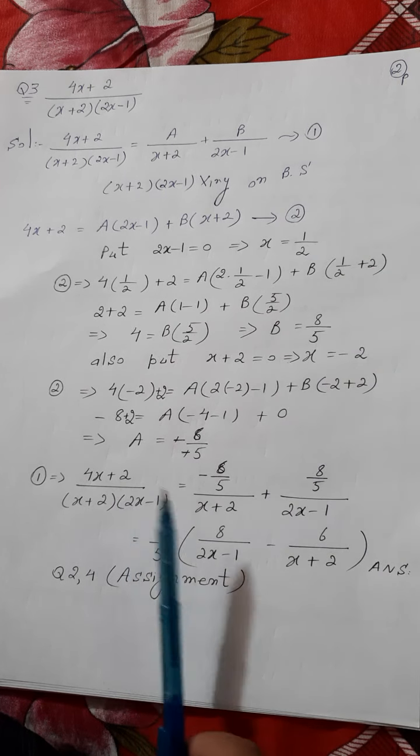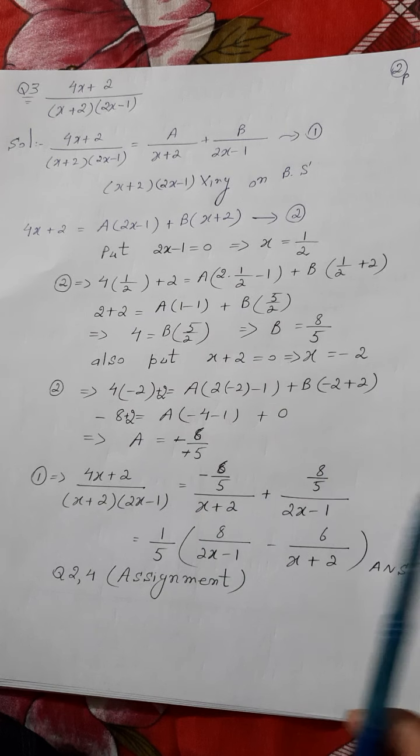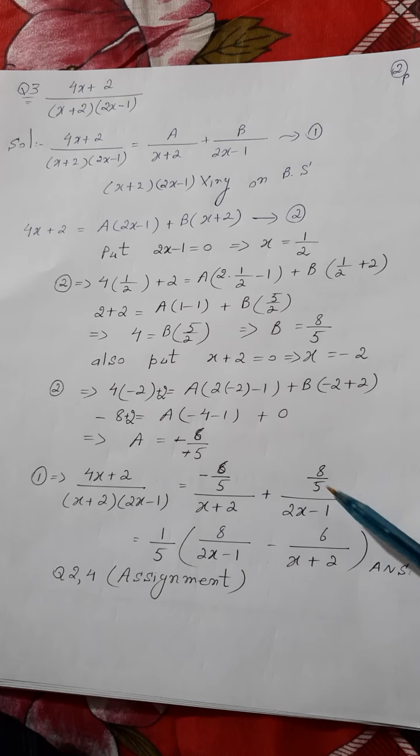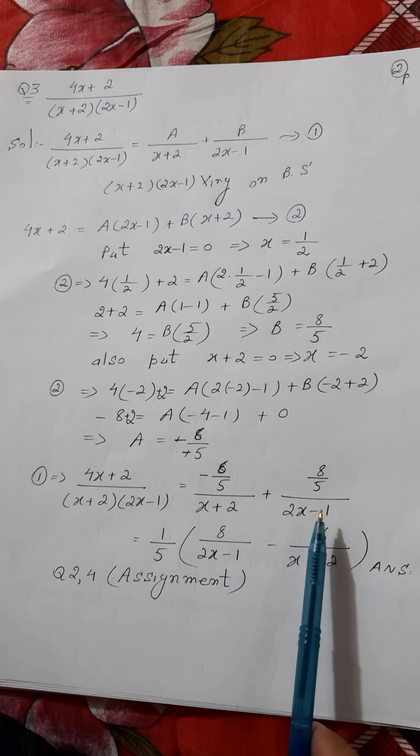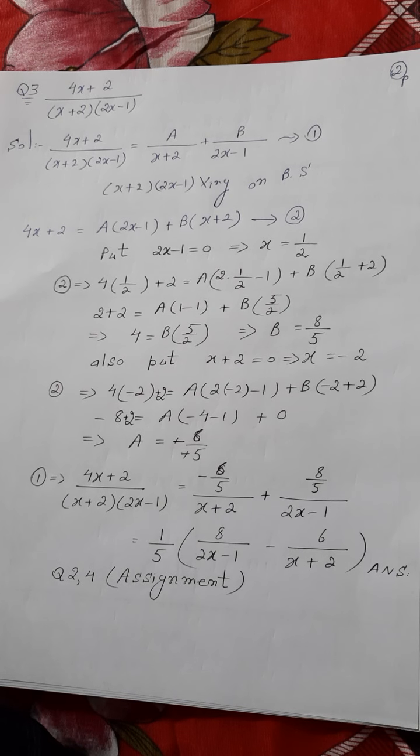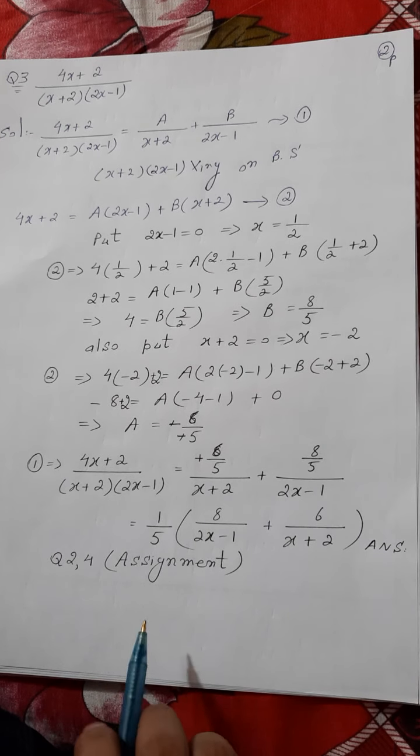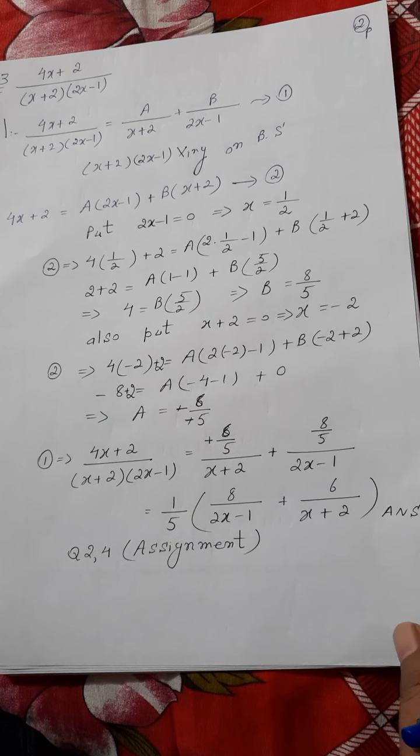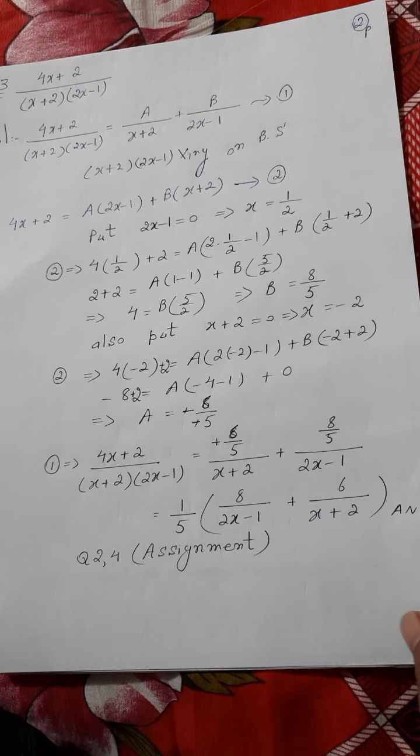So equation 1 implies that this is equal to a, where a in this case is 6 by 5, and the b value in this case is 8 by 5. In both cases 1 over 5 is common, so take 1 over 5 common. So the result after simplification is this, taking 1 by 5 common in both, and this is the answer of question number 2. Question 4 is similar to questions 1 and 3. This is the home assignment.